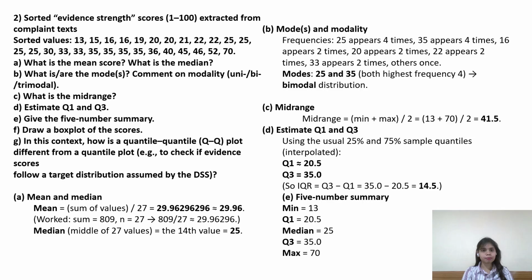What is the mid-range? First, mean and median. Mean equals the sum of values, 20 upon 27, equals 29.96. Median: the median value of the scores is 27. The fourth value equals 25. Mode: frequency. The value 25 appears 4 times.